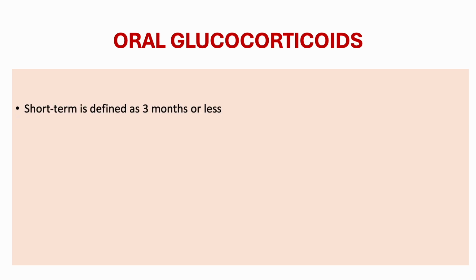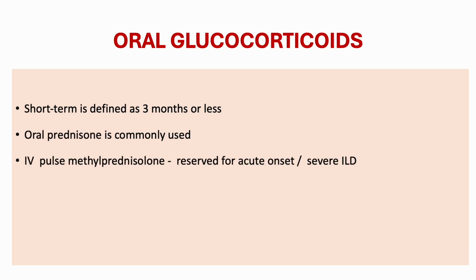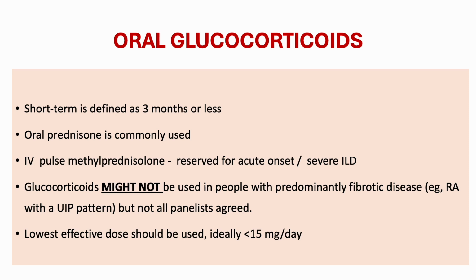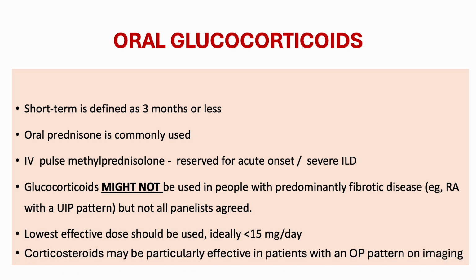For oral glucocorticoids, I've already mentioned in my previous talk, but we need to give shorter treatment, preferably oral, avoid IV unless severe. There is some consensus on whether we should give it when there's advanced fibrotic disease, but definitely nowhere is it mentioned that it should not be given. So you may have to give it as a bridge therapy here again at the lowest effective dose, and specifically when you see patterns like OP.